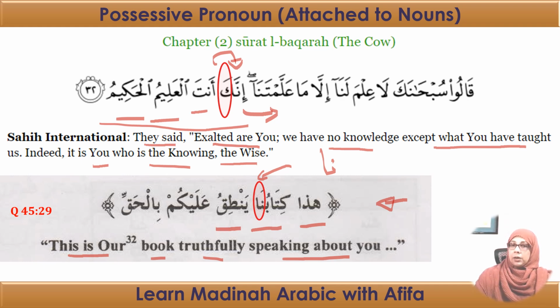Yantiqu. This is a verb. Inshallah, we will study verbs later to mean speaking. Okay, alaykum. Okay, so here kum is an attached pronoun. That's why it's in this form, kum. And it is attached to this preposition, ala. Okay, so it becomes alaykum. And here is bil haq, with truth. So be is a preposition be to mean. Here it can mean about or with, and haq means the truth.